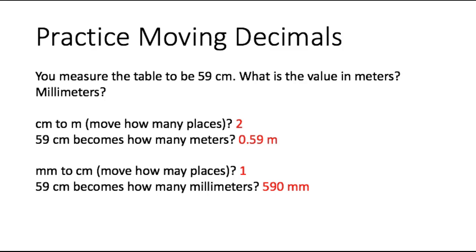So let's practice moving decimals. Let's say you measure the table to be 59 centimeters. What is the value in meters, and what is the value in millimeters? Well, to change from centimeters to meters, you're going to have to move the decimal place 2 times. And we're making the unit larger, so we're going to move the decimal point 2 places to the left. So it becomes 0.59 meters. If we're going to go from centimeters to millimeters, that's only one slot over on our scale, so we're only moving one place, but we're moving to the right, so our decimal point moves one place to the right. So 59 centimeters becomes 590 millimeters.